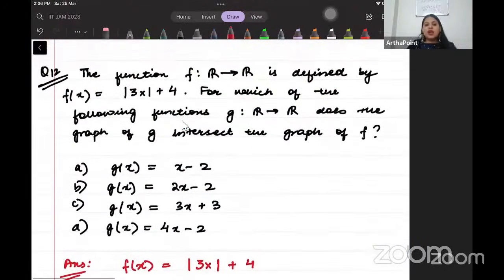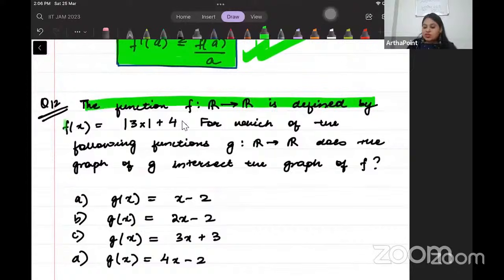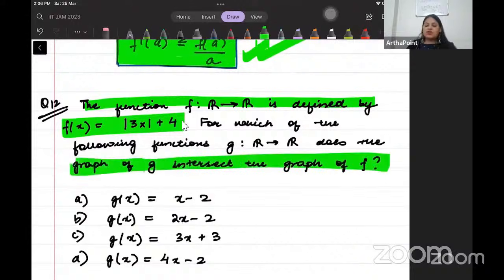Okay, now come to the last question. It says you're given a function, and this function is given by 3x plus 4, and 3x is in the mod. For which values of the following function does the graph intersect the function? These are the 4 functions. It says which of them will intersect this, right?